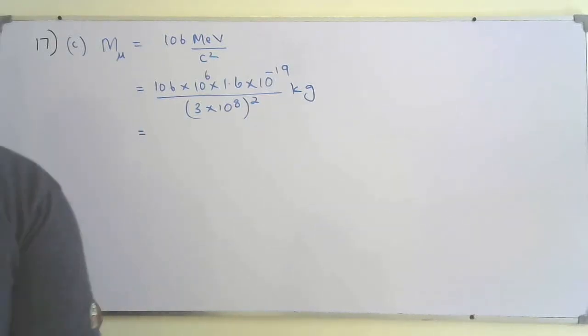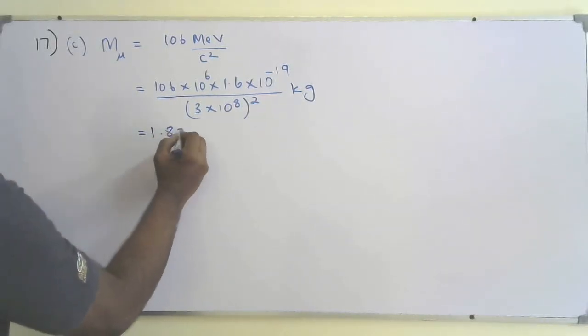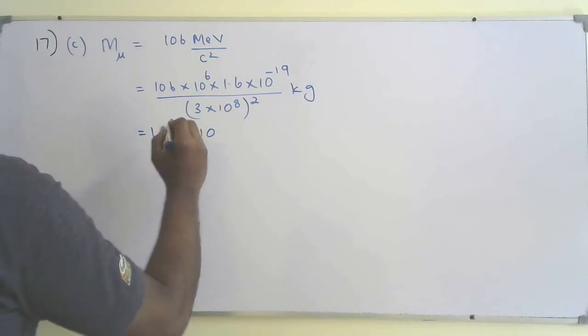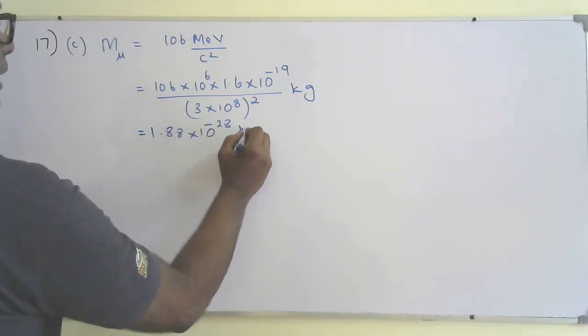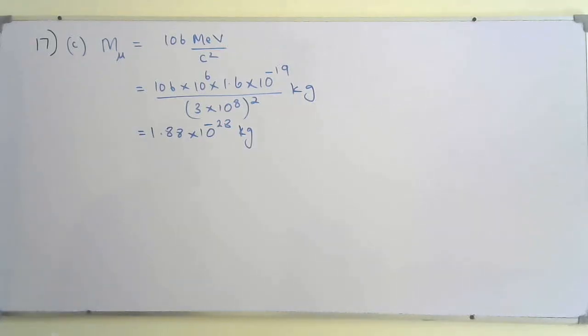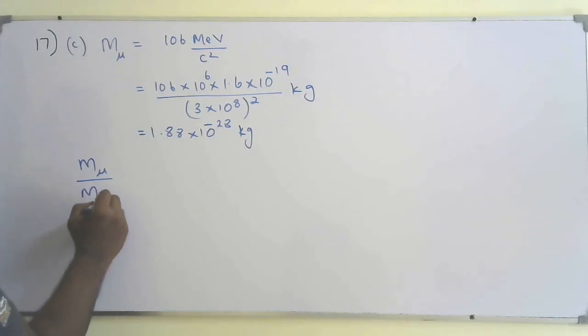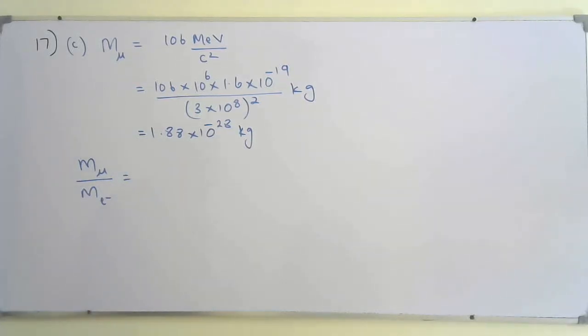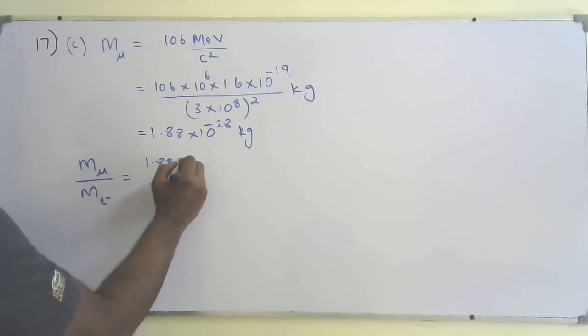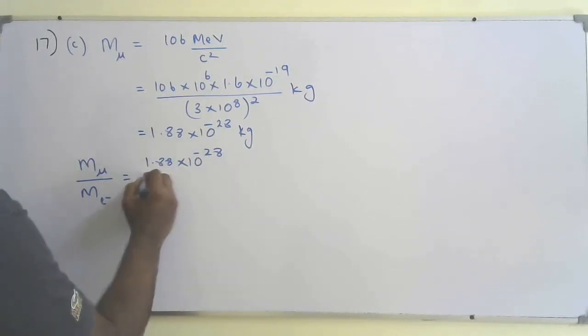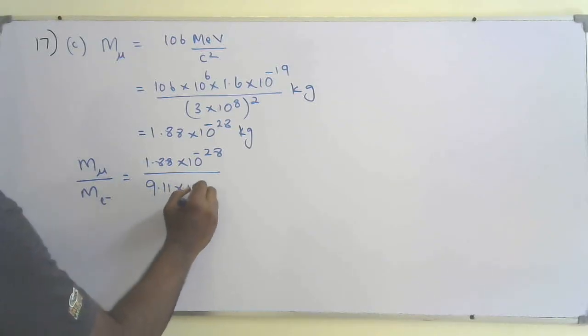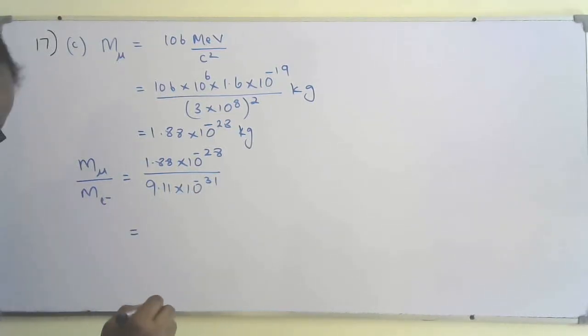You will get this answer: 1.88 × 10^-28 kilograms. So we need to show it's almost 200 times. Divide the mass of the muon by the mass of the electron. The mass of the electron is given in the data sheet. So that will be 207. So you can say the statement is correct. That is the answer you should write: the statement is correct.